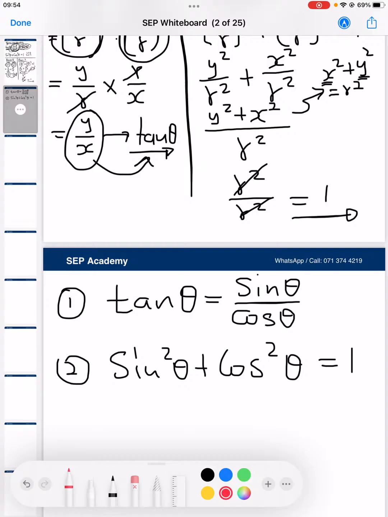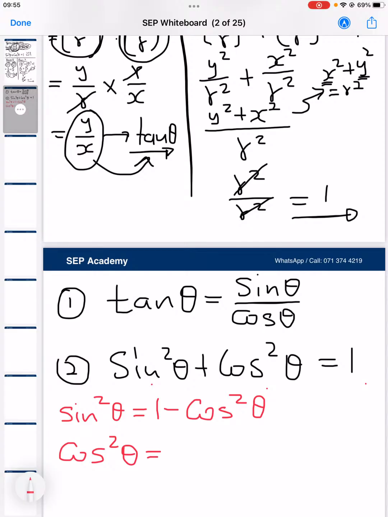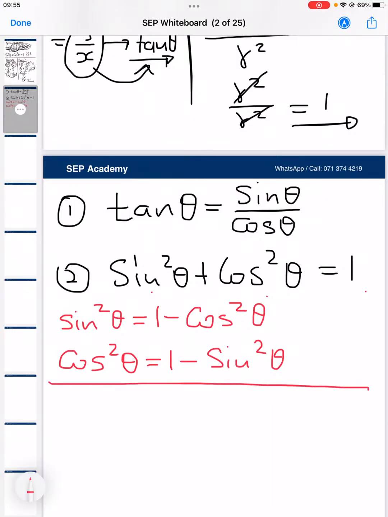So as a mathematician, you should therefore be able to deduce that if I take this cos to the other side, then sine squared of an angle will always be equal to 1 minus cos squared of an angle. The same even if you take this sine to the other side. On the left you remain with cos squared of an angle, which will be equal to 1 minus sine squared of an angle. This you should know as a mathematician, because you are going to be dealing with a lot of problems that involve that.